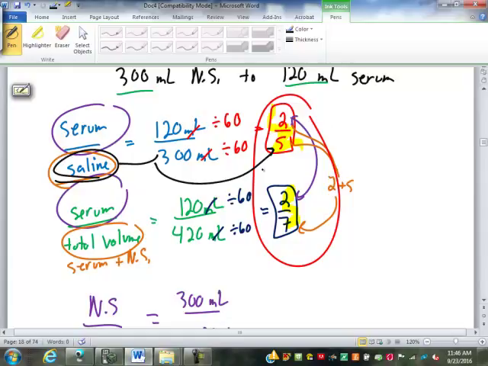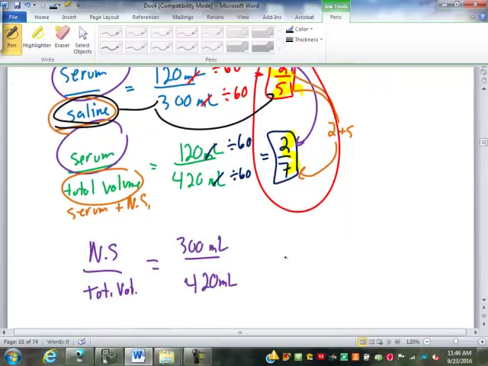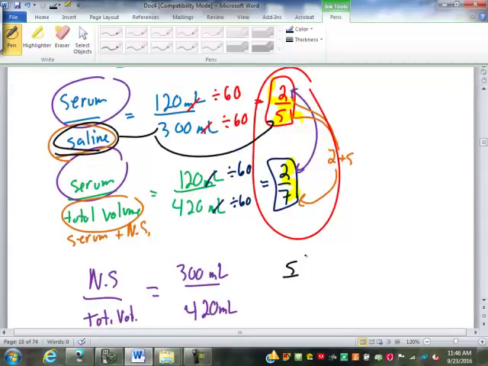Five, right? Represents the saline. That's after we reduce the 300. What number represents the total volume? 7, good. So if we reduce this here, we would get 5 over 7. But you can see we can actually get it from the other ratios.